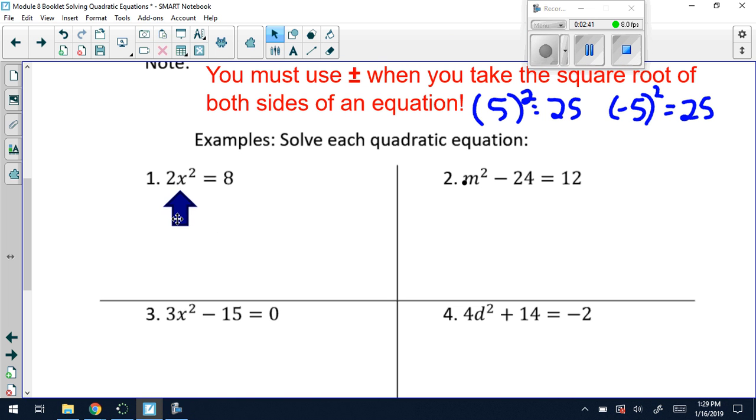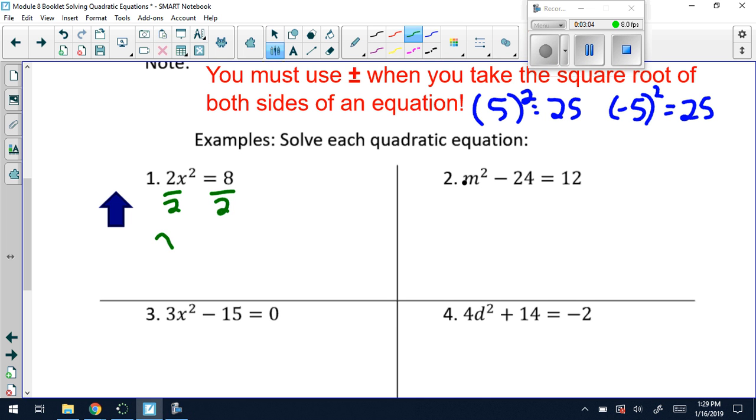Okay, so my first step, first I should say I've got an x squared, I've got a constant. I don't have just an x, so I know I can use this method. So here's my x squared right here. I want to get the x squared by itself. It's being multiplied by 2, so to get it by itself I'm going to divide by 2, because multiplication and division are inverses of one another. So I get x squared equals 4.